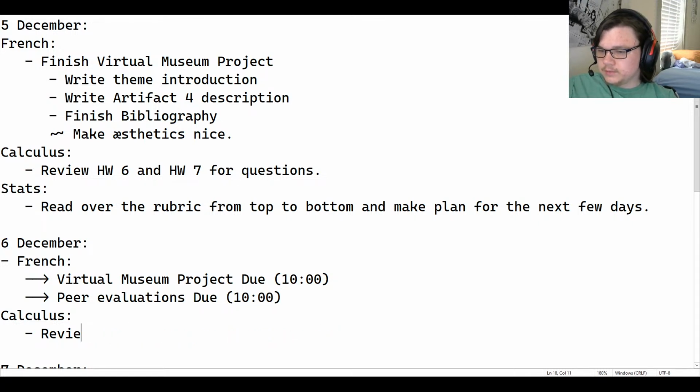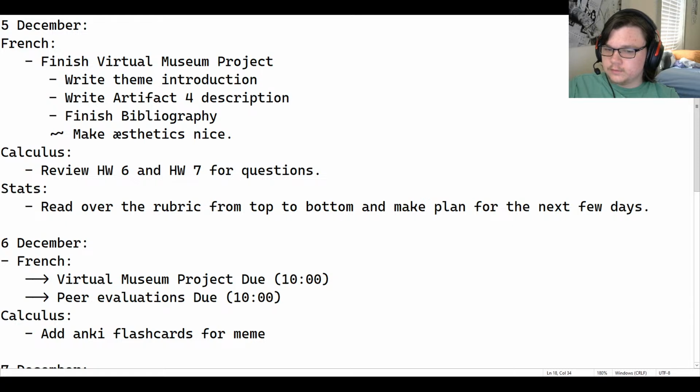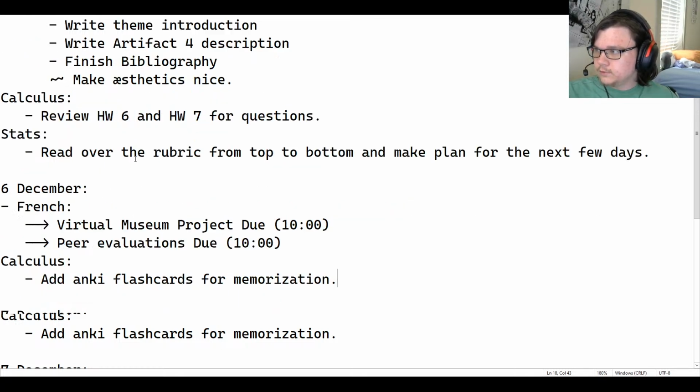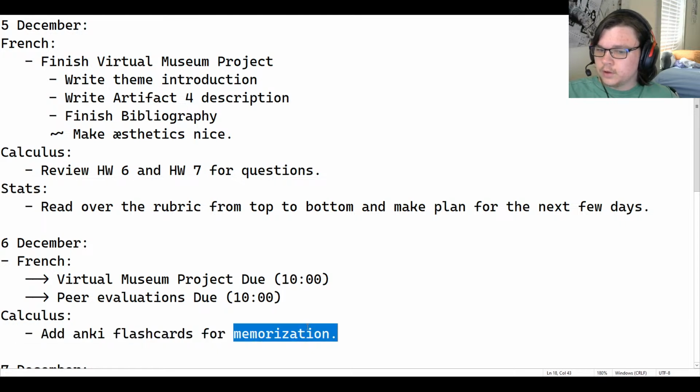Actually, hold on. I think I want to do something for... No. What I need to do is add Anki flashcards for memorization. Because I've been making these flashcards for memorization. We have to memorize basically the, what's the word I'm looking for? Theorems. Yeah, there's theorems and definitions you have to memorize, and it's worth like 20% of the exam. So it's definitely worth it to go through and add them.